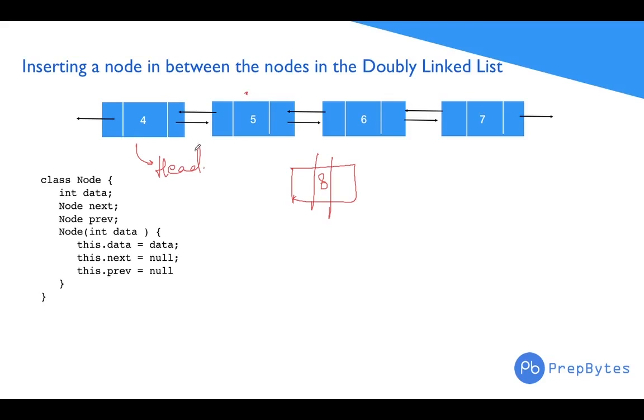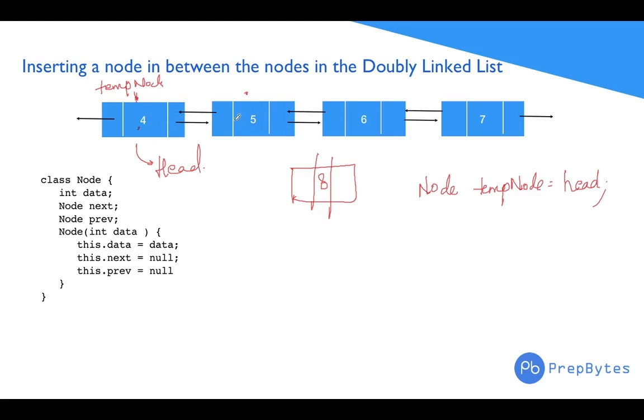So initially our temp node is pointing to head. Let's also write down the process here. We create a new node, temp node, which is pointing to the node that is getting pointed to by head. Initially head is pointing to this particular node, so temp node also starts pointing to this node. Now what we will do is run a loop until we get 5.